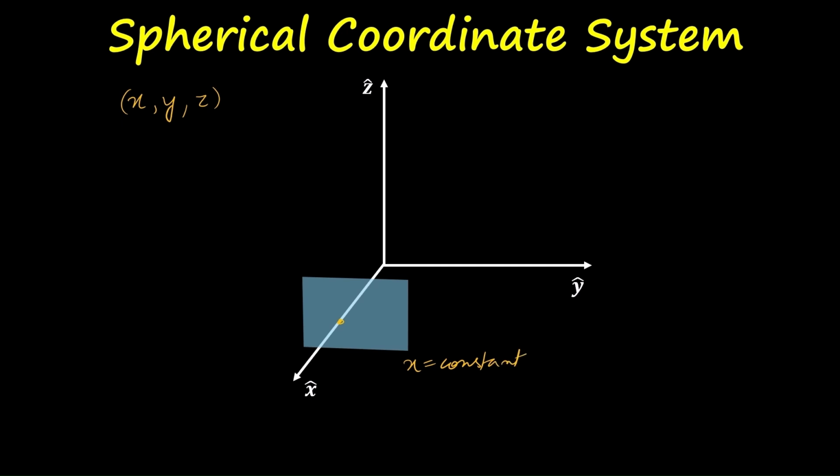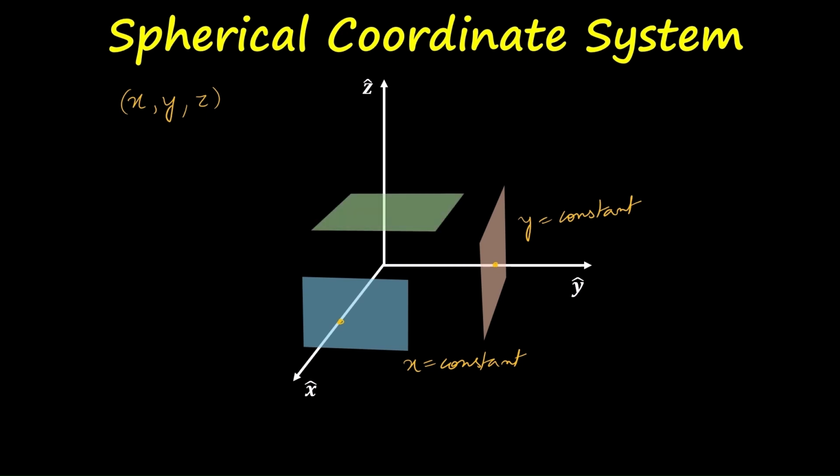Similarly, we can get a surface where y is constant, and that surface will be intersecting the y-axis at a particular point, and it will be parallel to the xz plane here. So here y will be constant. And to get a surface where z is constant, it will look something like this. It will be intersecting the z-axis at a particular point, and it will be parallel to the xy plane. Here z is constant. Now the question is, can we have similar kinds of surfaces for the spherical coordinate system?